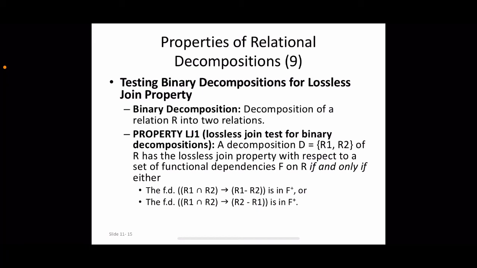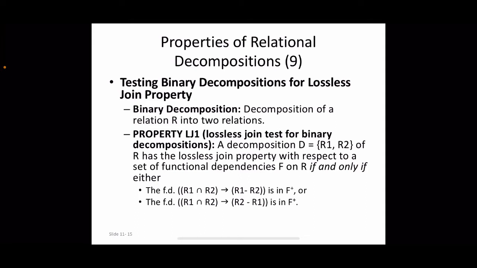So in the previous session we have seen an algorithm to test whether the given decomposition is lossless or not, right? So we have a universal relation, we will decompose that into a set of relations, and we have to ensure that this decomposition has the lossless join property. We have seen an algorithm for that.